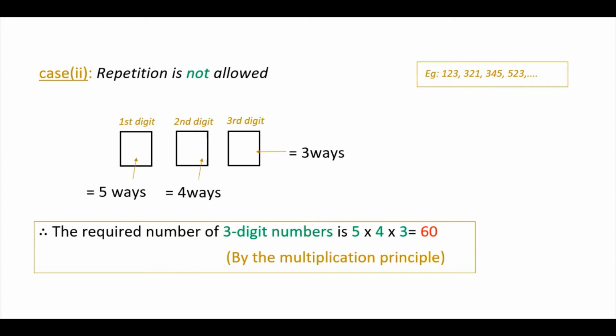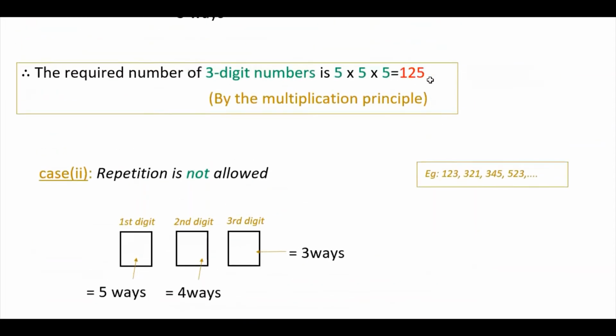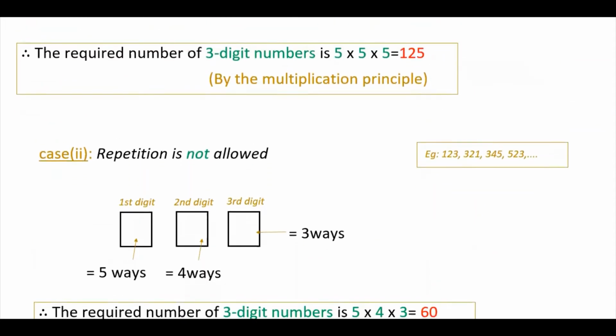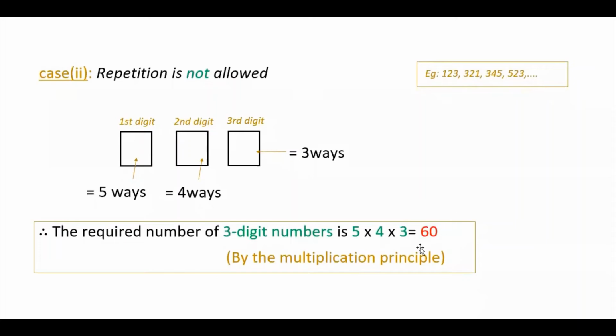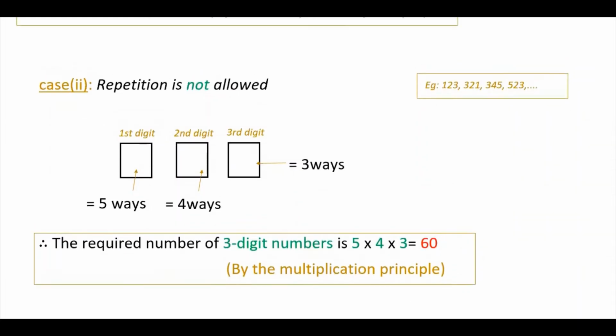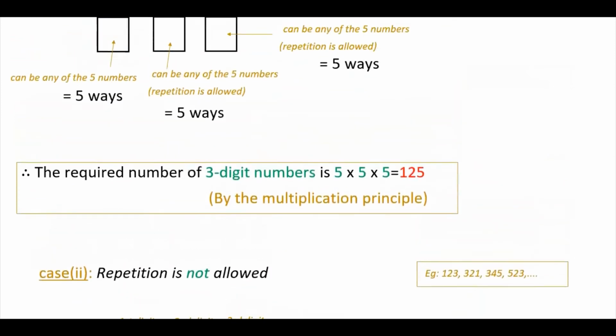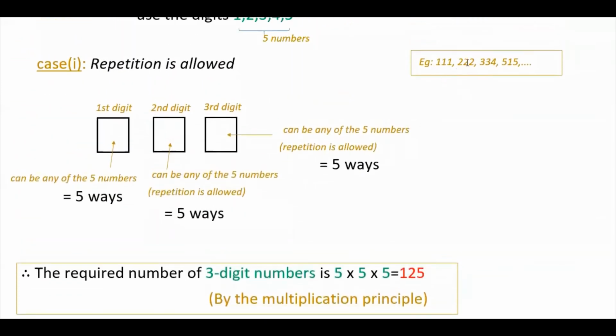See the difference here. If the repetition is allowed, there are 125 numbers. And if the repetition is not allowed, there are only 60 numbers. You have to exclude these numbers. From this 125, you have to exclude these repetition numbers.